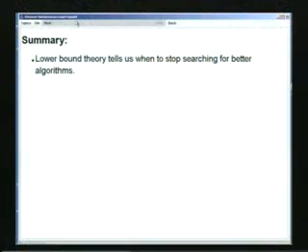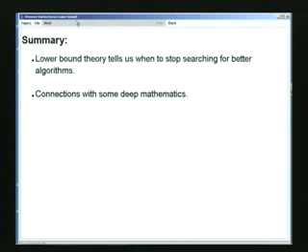To quickly summarize, the lower bound theory that we have been looking at in the last 2 lectures tells us when to stop searching for better algorithms. This is very good because it's good to know that you are done. Another interesting point of this theory is that it has connections with some really deep mathematics. Algebraic geometry is a rather deep area of mathematics, and it has connections to many other fields also.